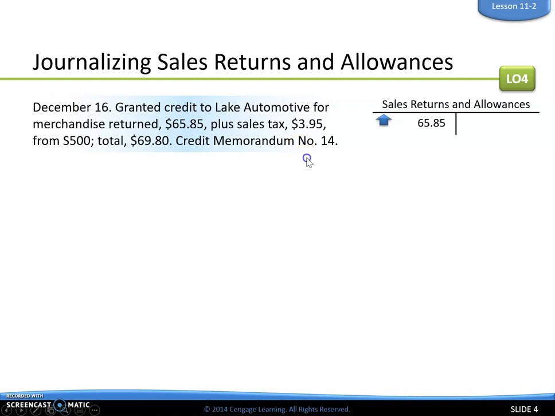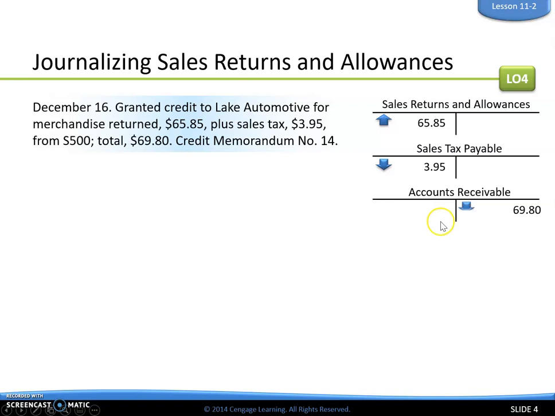So here's what it's going to look like in our T accounts. We are going to debit our sales, returns, and allowances for that $65.85 because that's what we sold to them that they are now returning. We are also going to debit our sales tax payable. That will decrease our sales tax payable. We don't want to pay sales tax on a sale that ended up being returned. So we want to make sure that that sales tax payable gets decreased from that sale.